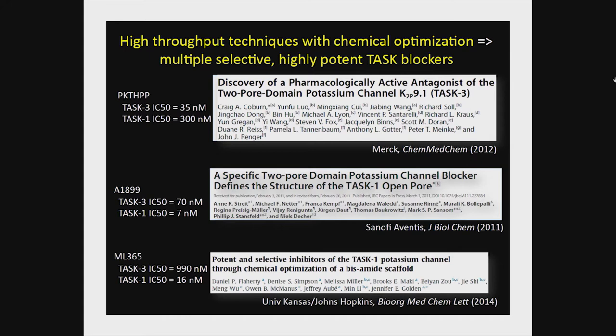So then in the subsequent years, high throughput techniques combined with chemical optimization have identified multiple very potent TASK potassium channel antagonists. Merck published on one in 2012 with IC50s of 35 and 300 nanomolar. Remember, doxapram was in the micromolar range. Sanofi Aventis has a compound, A1899, 70 and 7 nanomolar. And then a KU, Johns Hopkins, NIH-funded screen identified several compounds, and one of them, ML365, had 990 and 16 nanomolar. And there's actually even more compounds that have been identified.